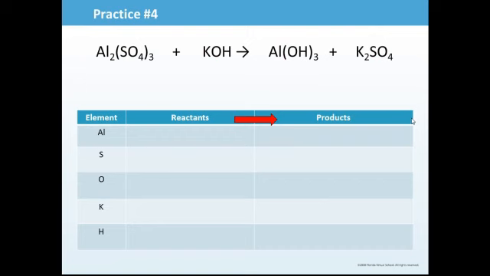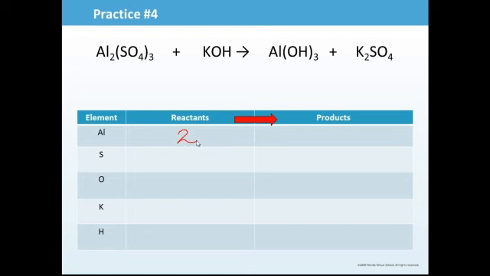Alright, last problem. Go ahead and pause this recording and balance this equation, and then come back and we'll go through it together. And a quick tip on this one. If you want, you can keep the polyatomics together when you're balancing, as long as the polyatomic looks identical from the left side to the right side. Alright, let's go ahead and start balancing.